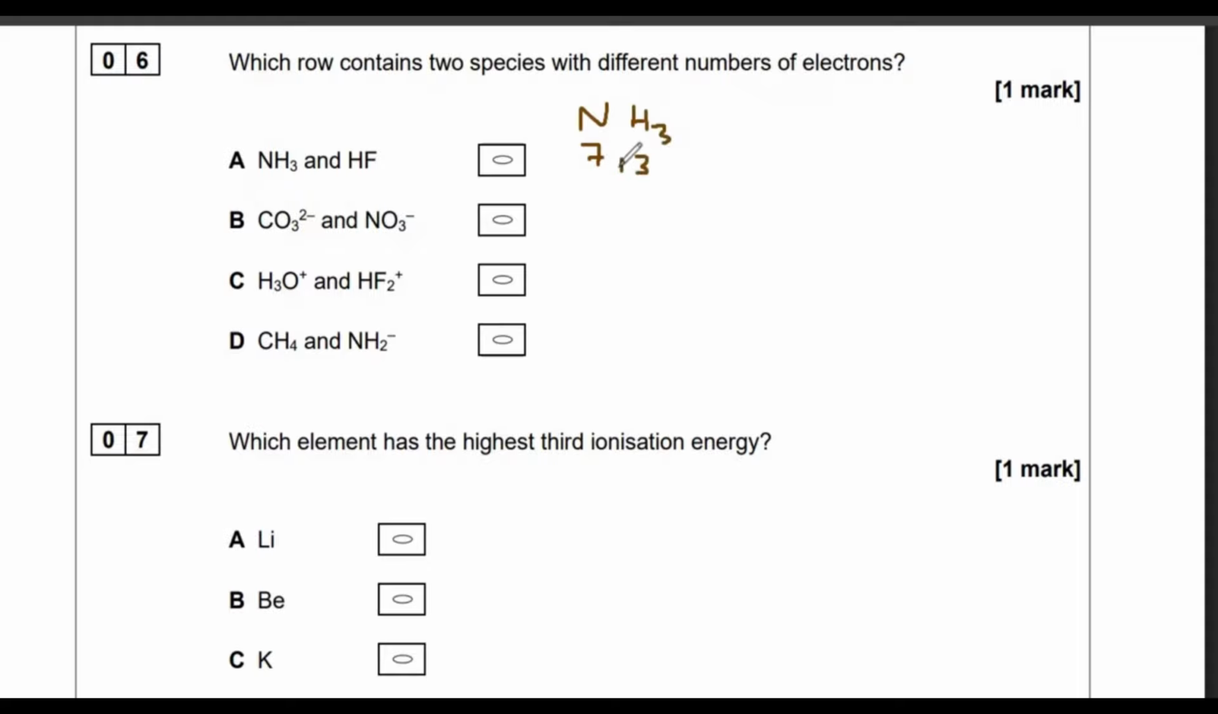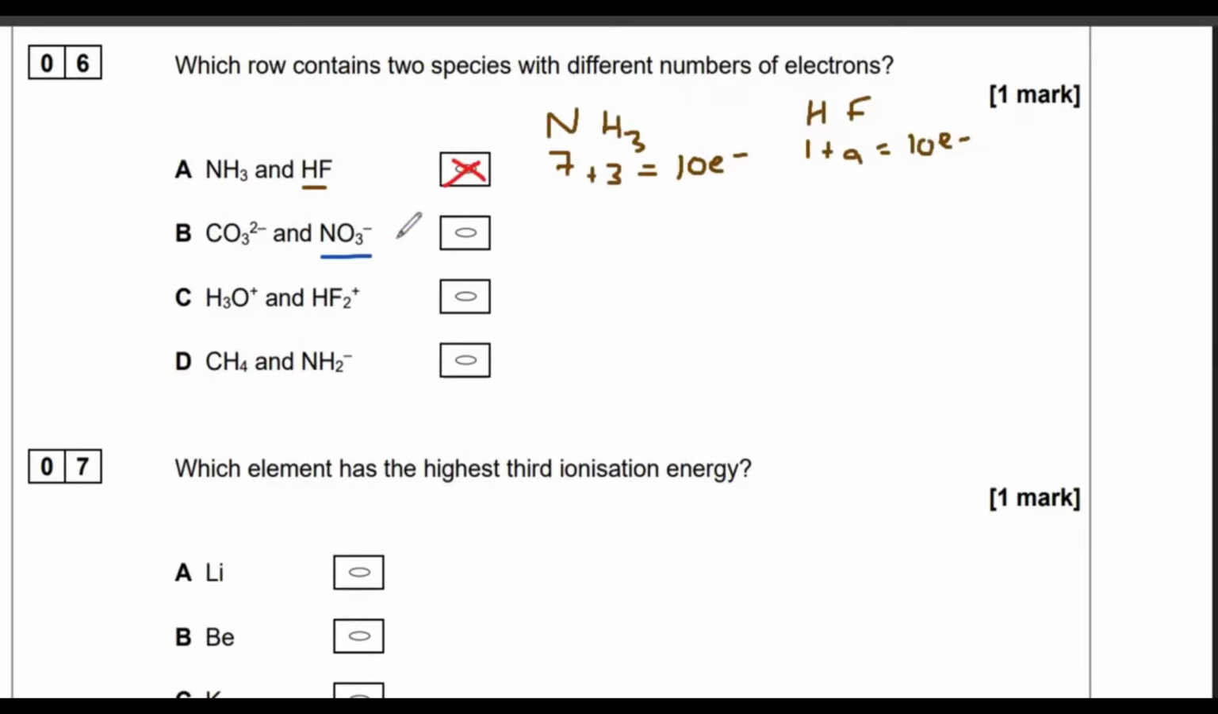What do we mean by species? Well, like ammonia and hydrogen fluoride, different chemical compounds. So we've got 7 electrons in nitrogen, 1 in each hydrogen, that's 10. And then hydrogen fluoride, well, the atomic number of hydrogen is 1 and 9 for fluorine. So there's 10 electrons in each. That's not correct.